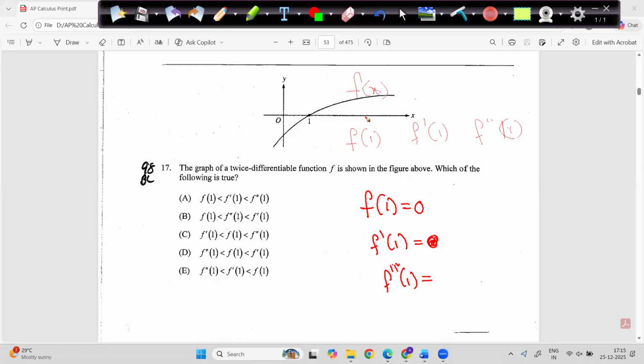It is concave down. So f double dash 1 should be less than 0. It is an increasing function. So f dash 1 should be greater than 0. F dash 1 is positive, f of 1 is 0, f double dash 1 is negative. So f double dash 1 is less than f of 1, which is less than f dash 1. See how much clarity, clear, simple. But 99% of students cannot answer this.